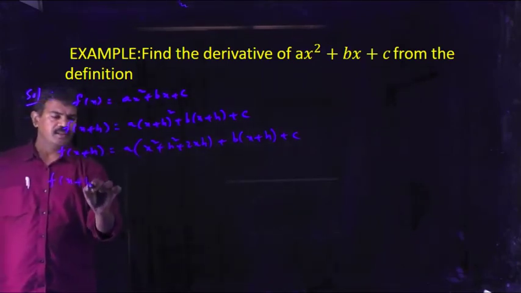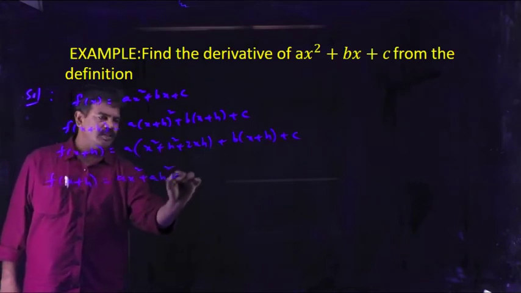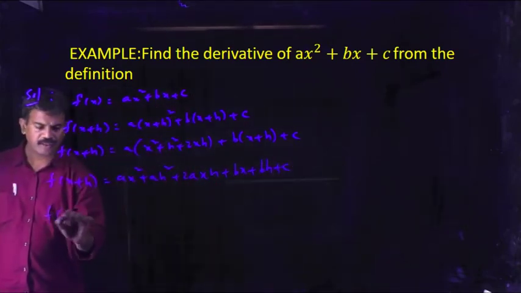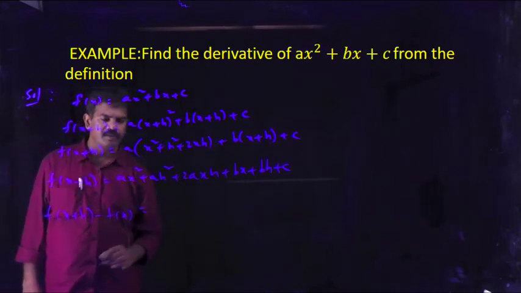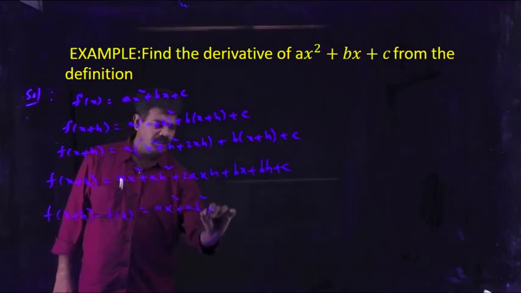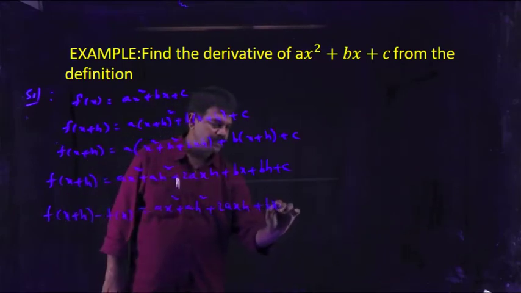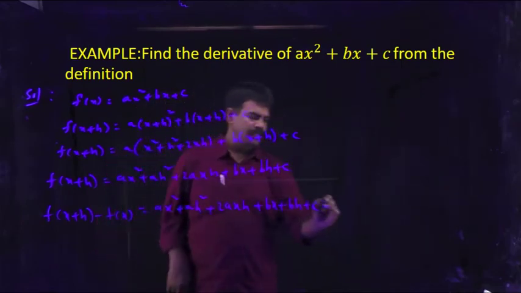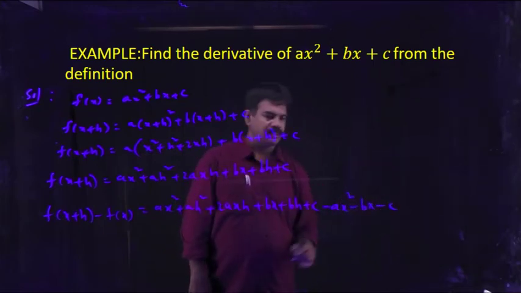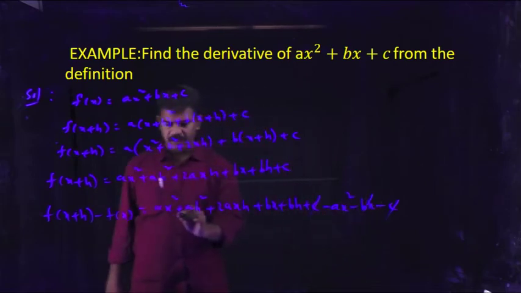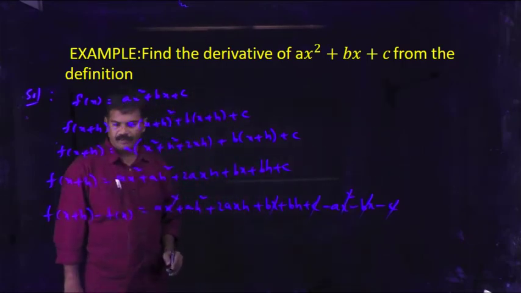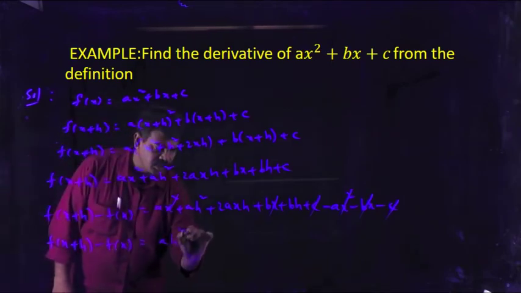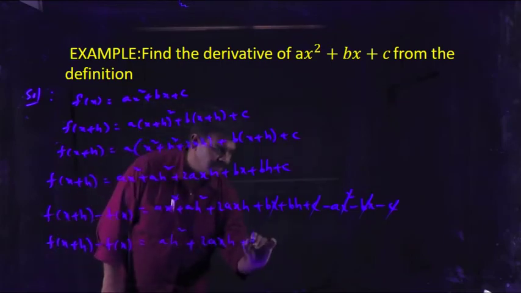So f(x + h) is equal to ax² + ah² + 2axh + bx + bh + c. Now we take f(x + h) minus f(x), which is ax² + ah² + 2axh + bx + bh + c minus (ax² + bx + c), that is minus ax² minus bx minus c. c cancels, minus bx plus bx cancels, minus ax² plus ax² cancels. So f(x + h) minus f(x) is equal to ah² + 2axh + bh.